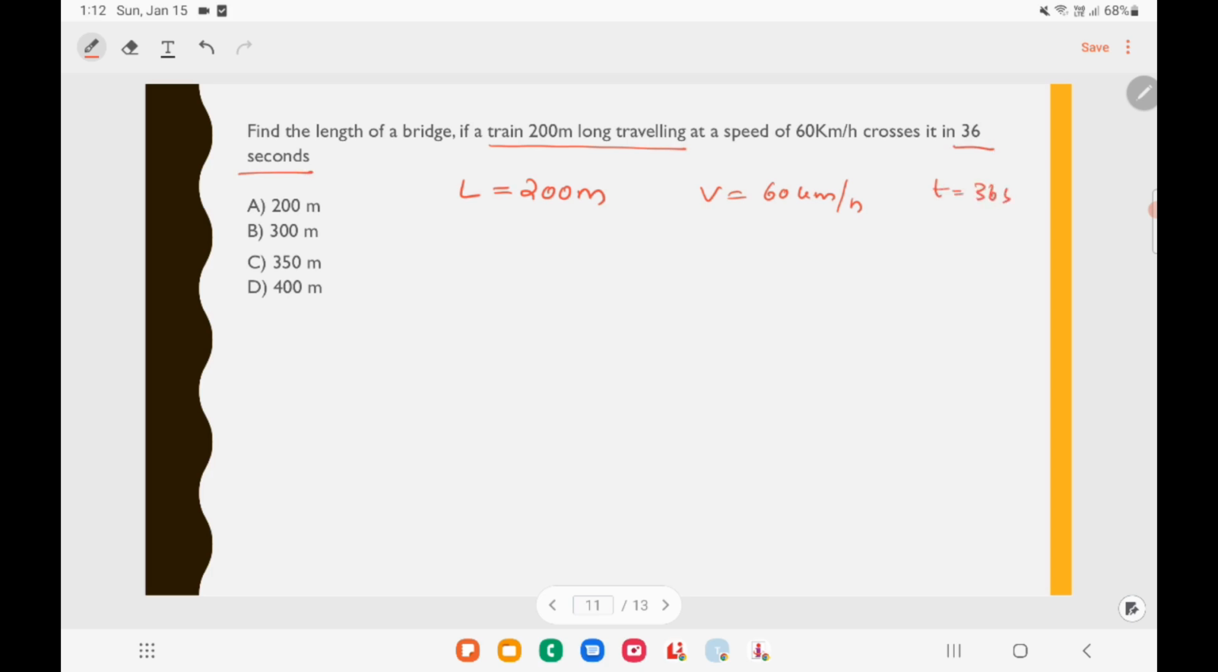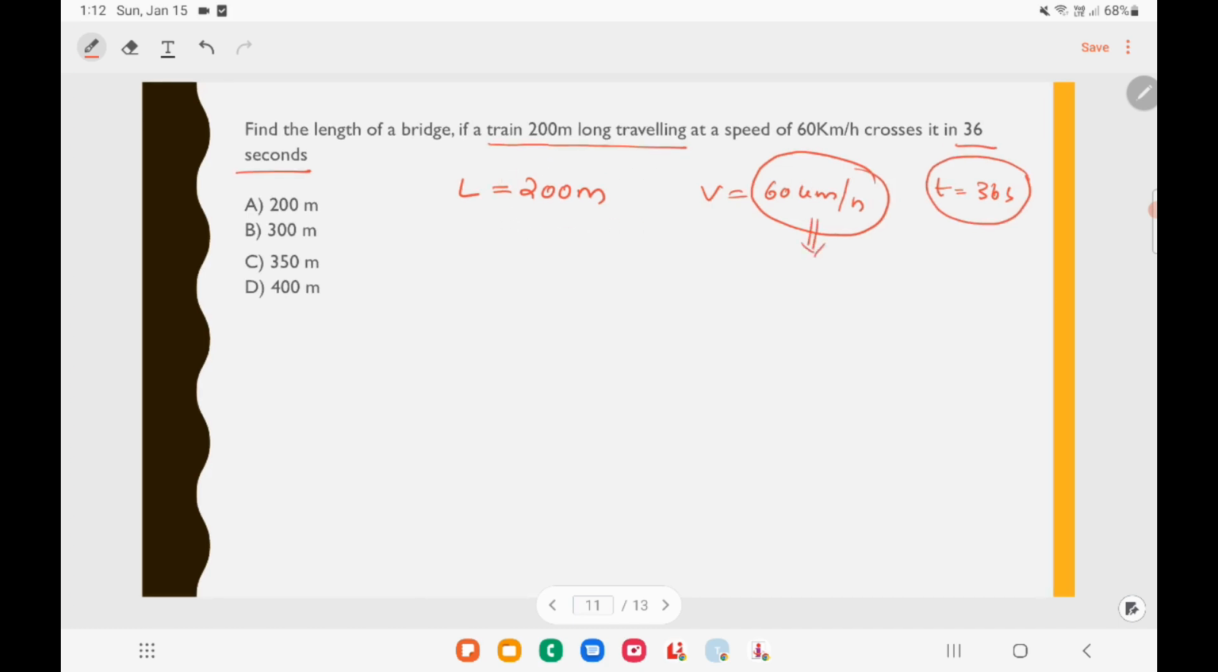Here you need to remember one thing. The velocity is given in kilometer per hour, time is given in seconds, and the length or distance is in meters. So the first thing you need to do is convert the speed into meter per second. So velocity 60 kilometer per hour is equal to 60 into 5 by 18 meter per second. So let's keep it like that.